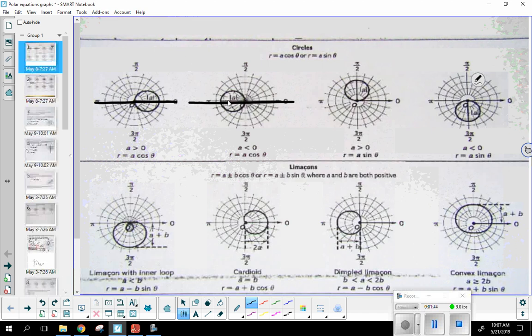Okay. For sine, the circle was either above or below, again, depending on A being positive or negative. But what kind of symmetry am I going to see in the graph if it only contains sine? Okay, so that was theta equals what, Jack? Theta equals pi over 2. There we go. So I could fold it vertically, and the two sides are going to coincide perfectly.